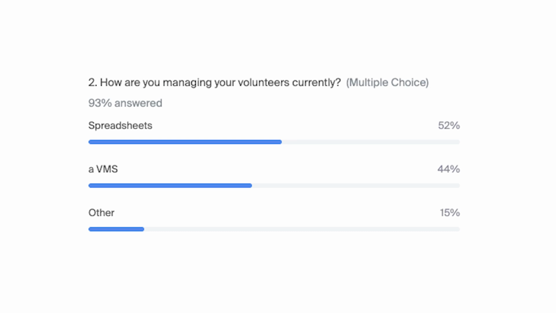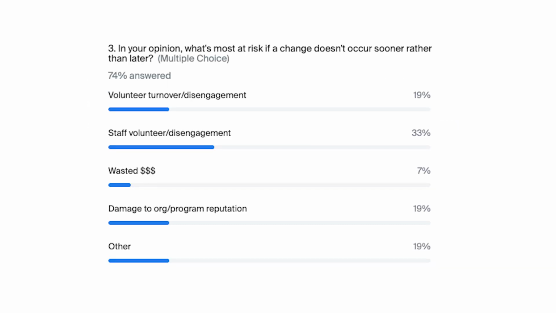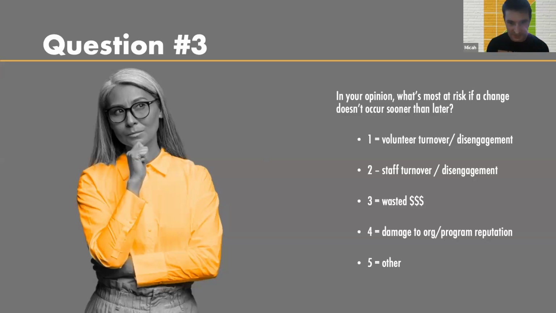So what I'm seeing on here, and then the second question, those results fall within my expectations. And then turnover and disengagement are definitely the biggest things that are at risk. So this totally makes sense. Appreciate everybody's participation there.